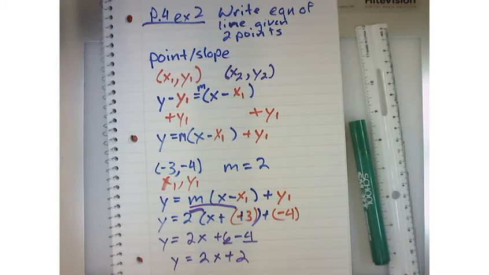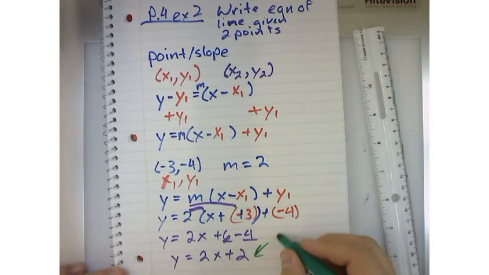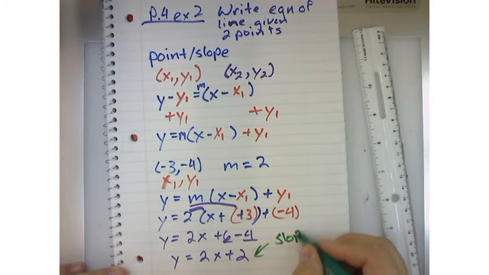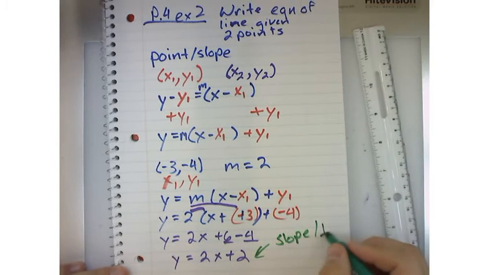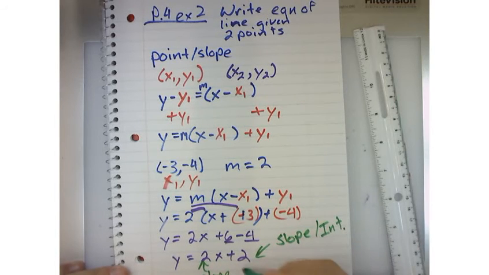Now, what formula or version is this? This is called the slope-intercept form, because this is the slope and this is the y-intercept.